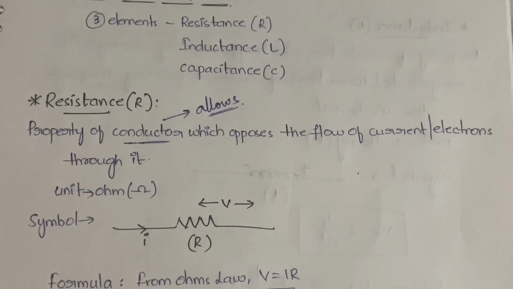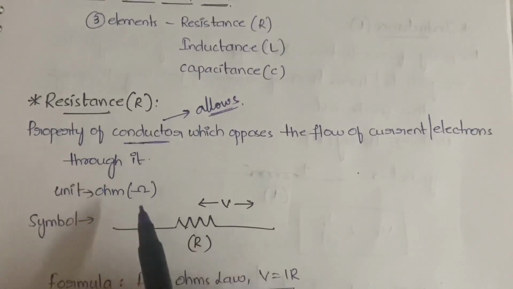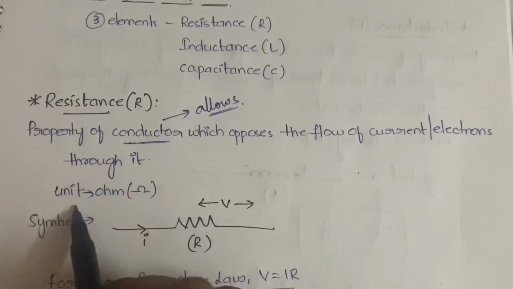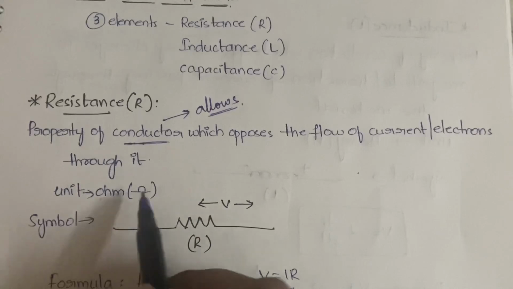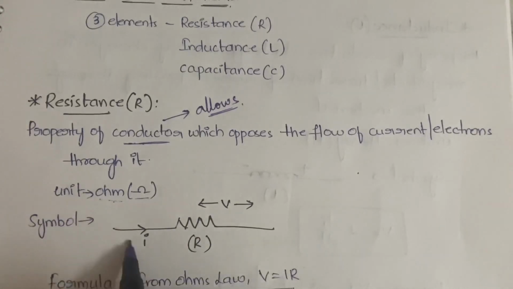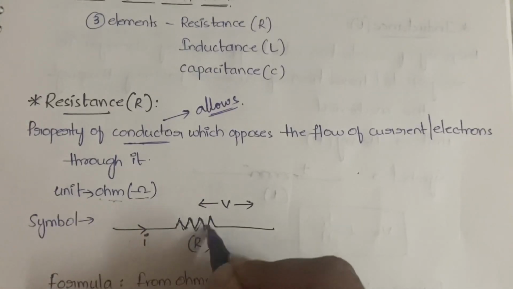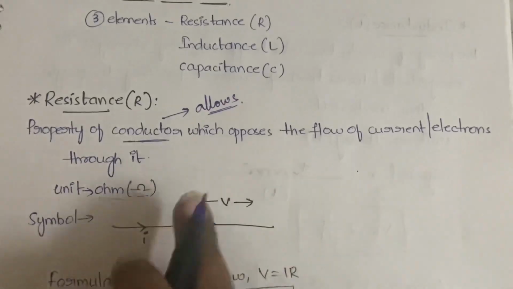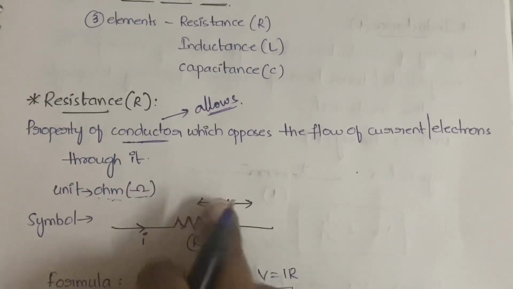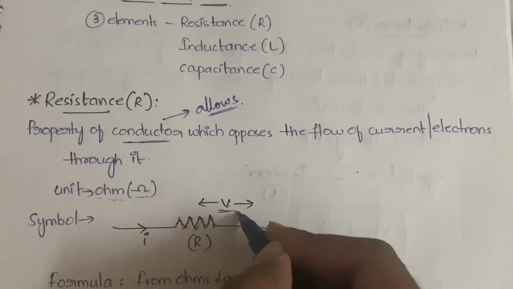Usually for resistance, this is the symbol and this is the unit. The unit of resistance is ohms, denoted in this way, and the symbol looks like speed breakers. Okay, so this is resistance, and the voltage V is nothing but the potential difference.